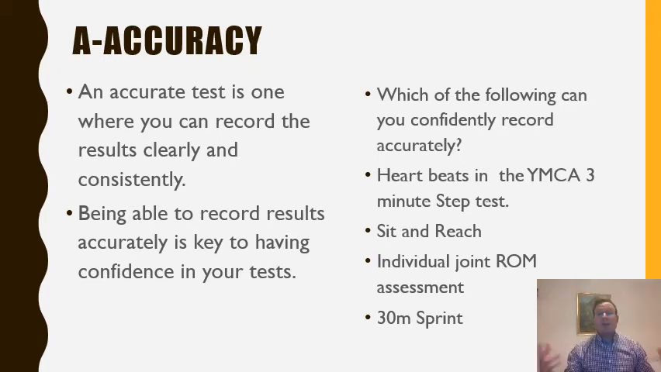So if we're considering the VARTEC, the A is for accuracy. An accurate test is one where you can record the results clearly and consistently, and being able to record the results accurately is key to having confidence in your test. So the two that I think are really challenged by this accuracy is the YMCA 3-minute step test, where we measure heart rate either at the wrist or the neck, and you've got a partner doing it for you. So inherently, you will lose beats when you're counting someone else's heartbeat.